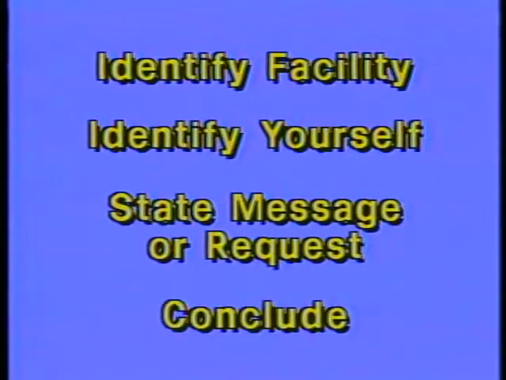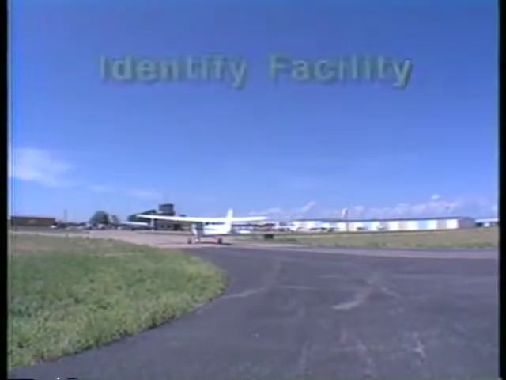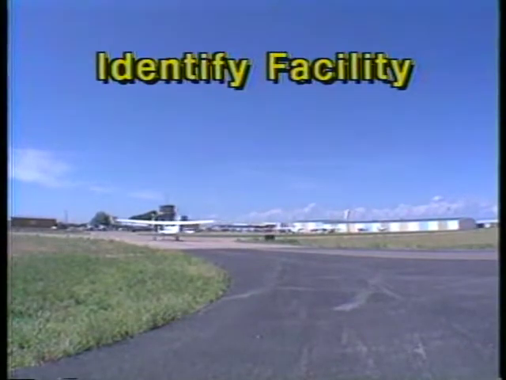The key to good radio communications is to be prepared and brief. Most communications can be divided into just 4 basic elements. Identify the facility you are calling. Identify yourself. State the message or request. Conclude the transmission. Let's take a closer look at these elements. When you identify the facility, you may be speaking to someone who is operating a ground-based radio, or you could be addressing other pilots in the area.